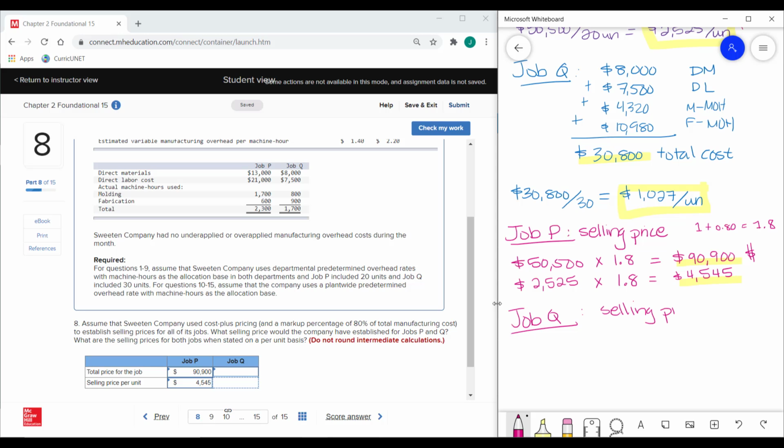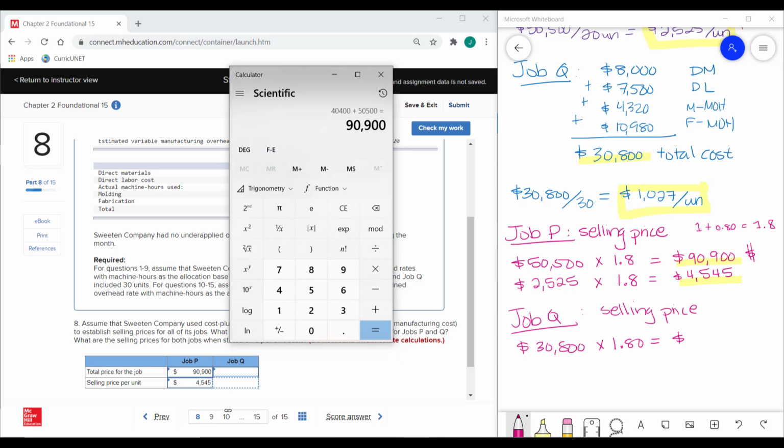We know what the overall cost is of job Q, right? That was the $30,800 that we found. And its markup is also 80%, so we want to multiply that by 1.8 to figure out what we should be selling that job for. So 30,800 times 1.8 is $55,440. So that's what we want to be selling the entire job for.